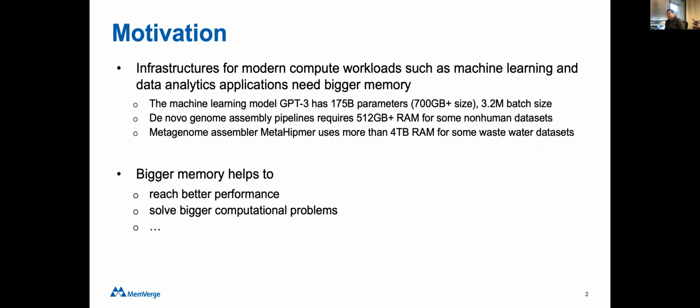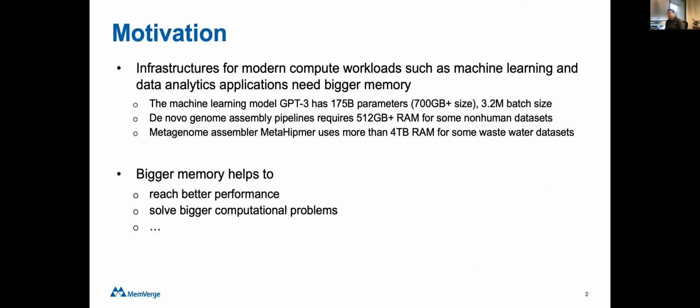We also have lots of experience in the bioinformatics area. The latest generation of genome assembly algorithms, especially de novo assembly, the third generation, easily requires more than 512 gigabytes of RAM just for some non-human data sets. Another example is metagenome assembly, which we are working on with some customers. They use more than 4 terabytes of RAM just for some very simple wastewater data sets. There are lots of examples here, but basically we see there's a big call for more memory.